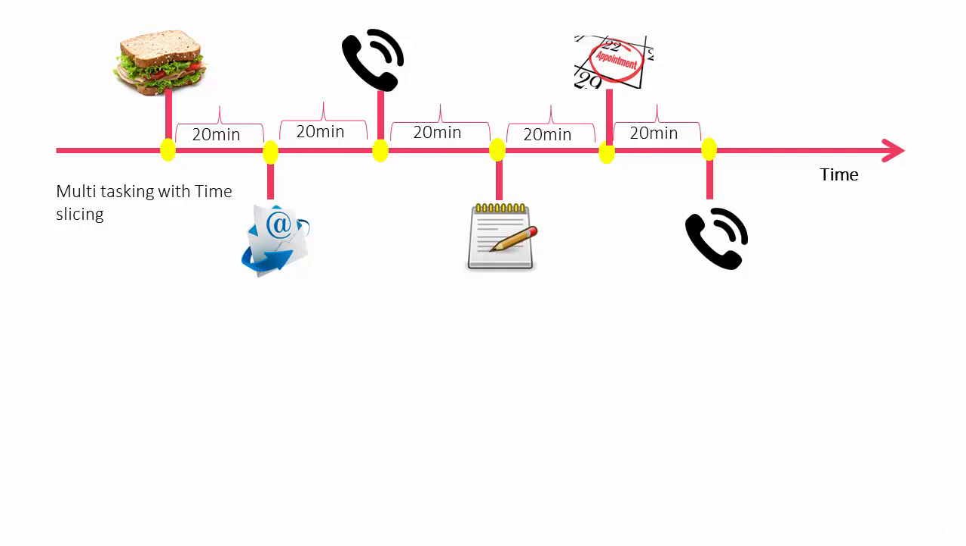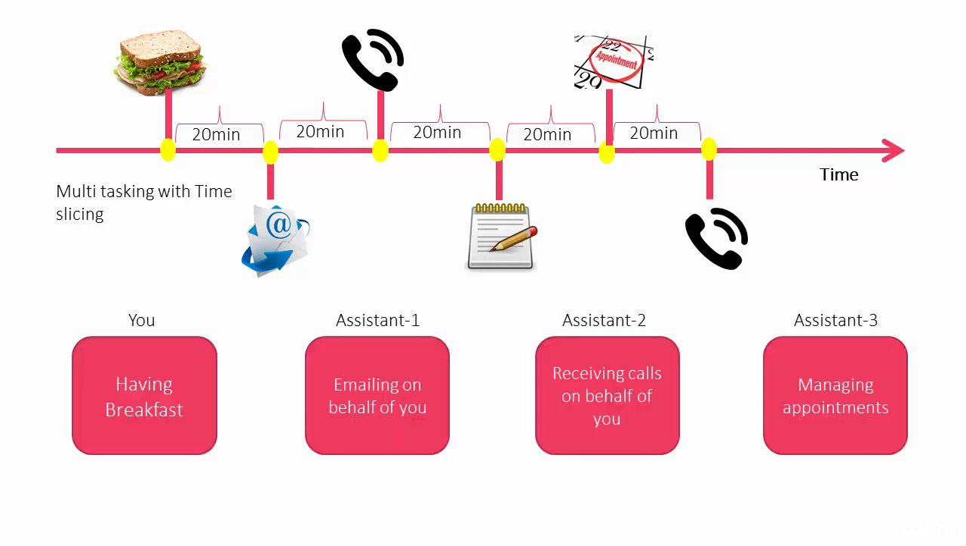So one way is you will give a time slice for each activity, right? Let's say 20 minutes of time slice for eating your breakfast, 20 minutes for writing emails, etc. And the other way is you can offload the work to your assistants to increase your productivity, right?